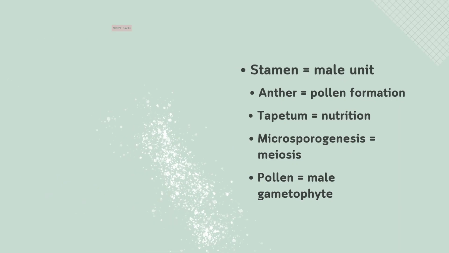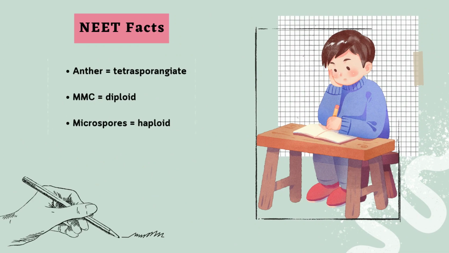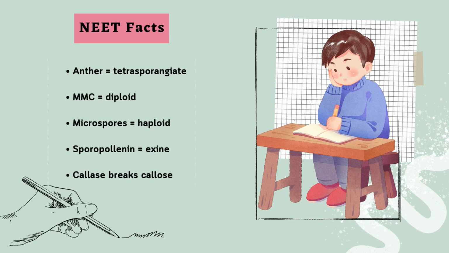Now let's go through some quick NEET facts. These are direct question lines. Anther is tetrasporangiate. MMC is diploid. Microspores are haploid. Sporopollenin forms exine and callase enzyme breaks the callose wall. These are easy marks if you remember them properly.